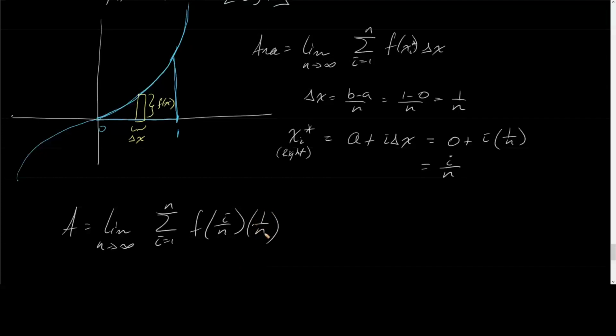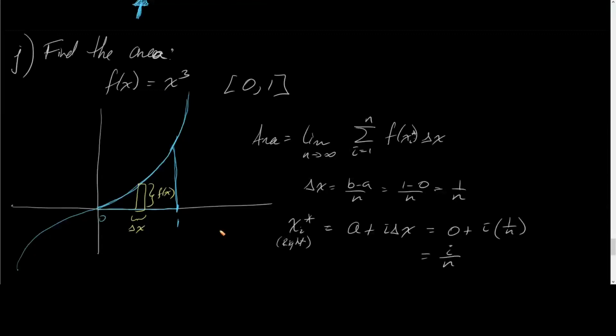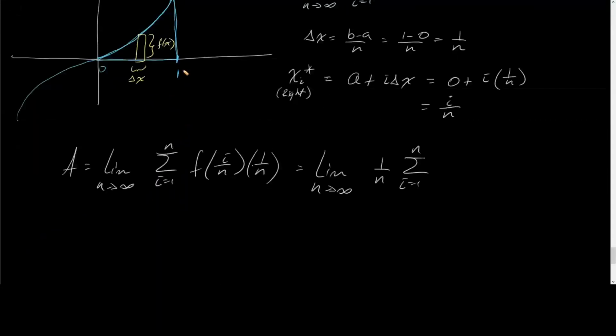Notice that this 1 over n is not at all being affected by the index of summation. The index is i. So I'm going to put it all the way on the outside. In fact, I can put it on the outside of the summation, but not on the outside of the limit, because the limit does affect the n. So I'm going to write it as the limit as n goes to infinity of 1 over n times the summation from i equals 1 to n of f of i over n. But what was f? f was x cubed. So what I really have there is i over n cubed.